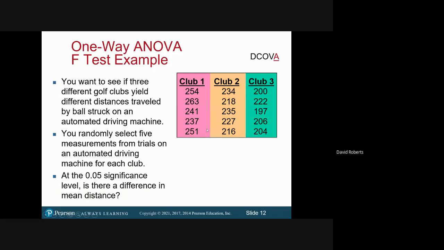Now, if you just look at the numbers, it looks like Club 1 has longer driving distance than Club 2, and Club 2 has longer driving distance than Club 3. But if you know what you're doing, which we do because we're doing statistics, we can't just say, oh, it looks like Club 1 is longer. Is that just a fluke? Is that just this 5? Or is that like 95% sure? So we're going to test it at a 5% level of significance, which means we're going to have a 95% confidence.